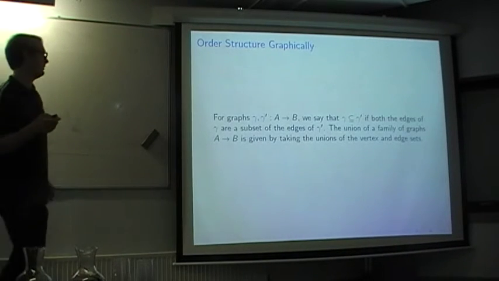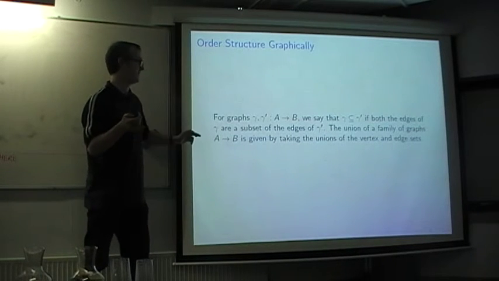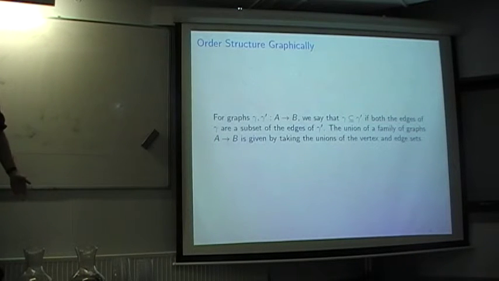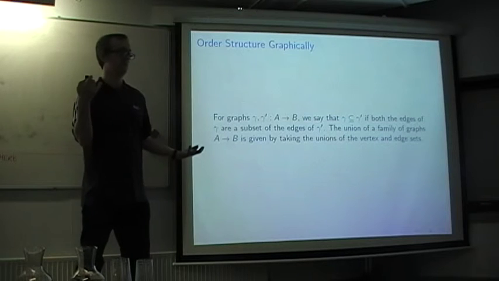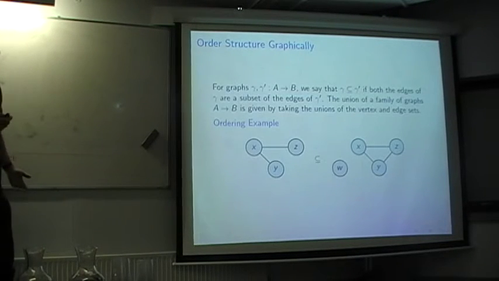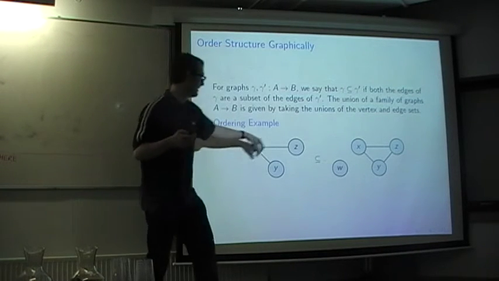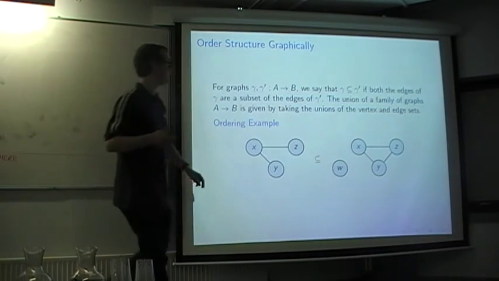Okay, so we also got some order structure on these guys. So the ordering is the obvious thing. If the edges are a subset of the edges of another graph, then those two are ordered with respect to each other. And unions are given in the obvious way by taking unions of vertices and unions of edges. Okay, so again, some examples, since it's easier than reading this dense text. This graph is less than this one, just because there's less stuff around, basically, in the obvious way.